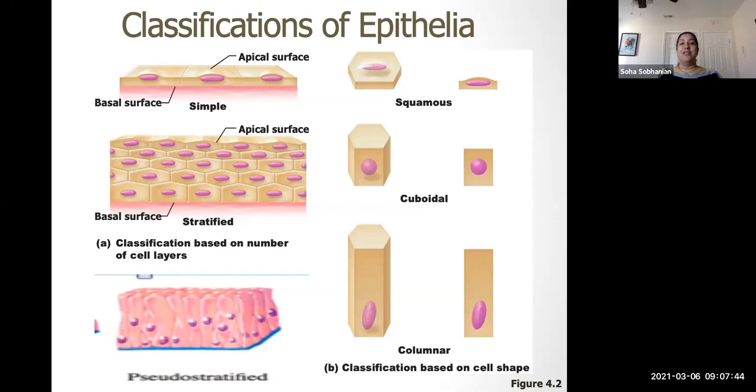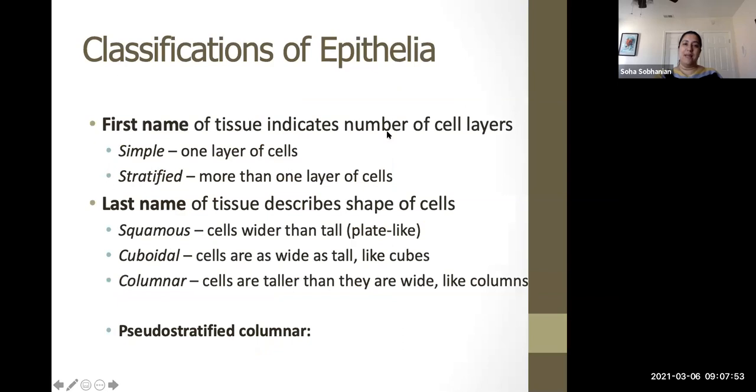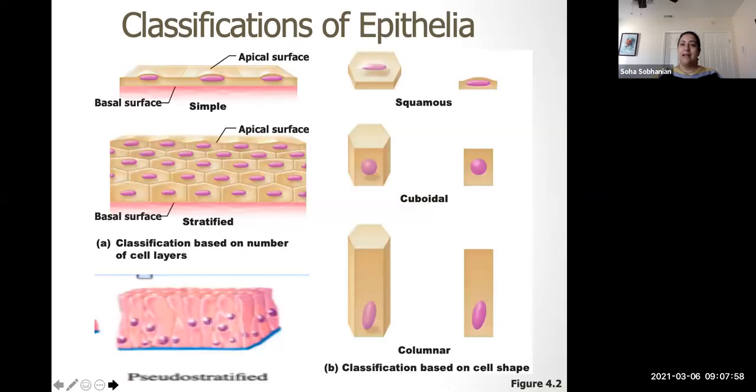Remember, stratified is just telling me how many layers you have, but there are 2 parts to your name, right? First name and last name. First name is how many layers, then the shape of the cell. So the full name would be what? Stratified squamous epithelium, right? You cannot just say stratified or simple, because that doesn't distinguish the shape of the cell. Let's look at another example. If I say a single layer of square-shaped cells, what would you say?